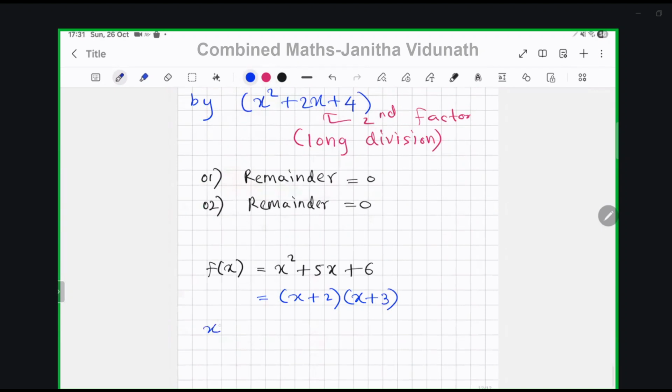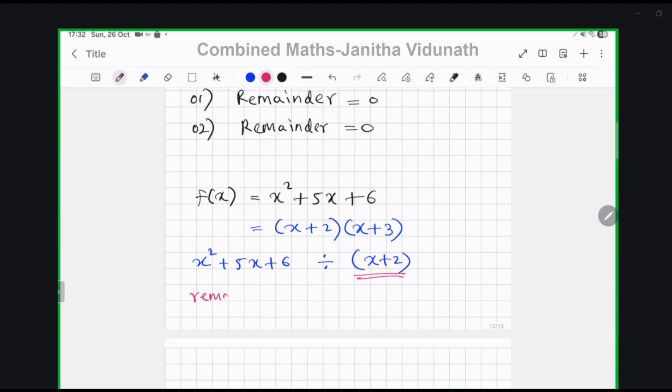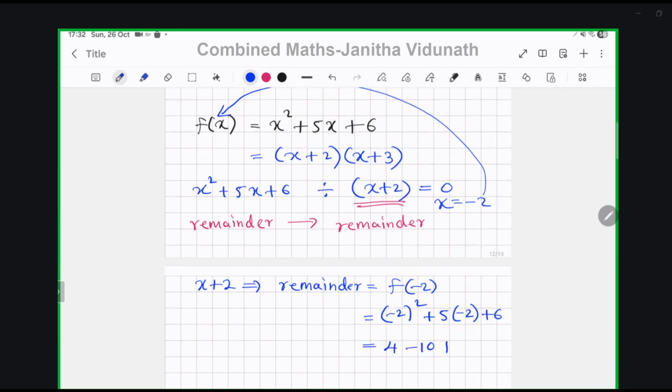Now let's divide x square plus 5x plus 6 by one of these factors. That means x plus 2. Since this is a linear polynomial, we can use the remainder theorem to find the remainder. That means we need to set x plus 2 equal to 0. That means x equals minus 2. Then we need to substitute that value into the variable of our dividend. That means when we divide by x plus 2, the remainder is f of minus 2. That means minus 2 whole square plus 5 times minus 2 plus 6. That means 4 minus 10 plus 6. The final answer is 0.